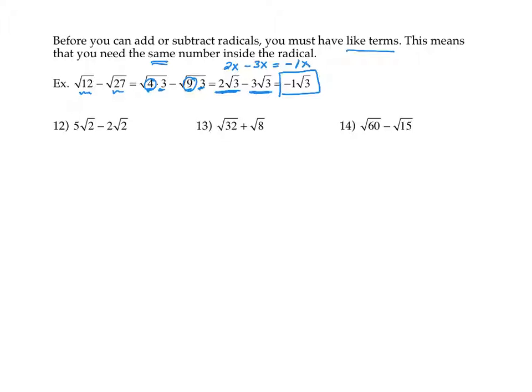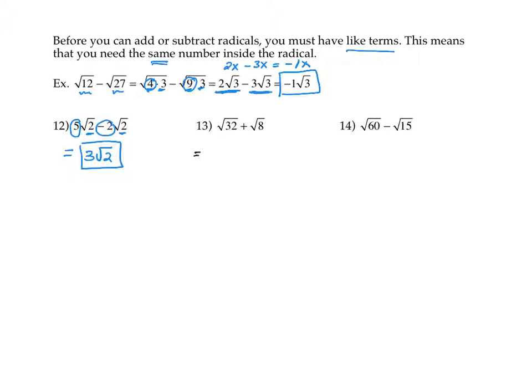Okay, this first one, number 12, it's already set up for us as like radicals. They both have the square root of 2, so we can go ahead and subtract. So you want to take 5 square root of 2 minus 2 square root of 2. So just subtract those coefficients to get 3 square root of 2. And that's it.